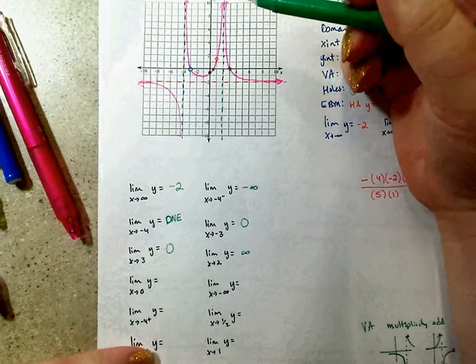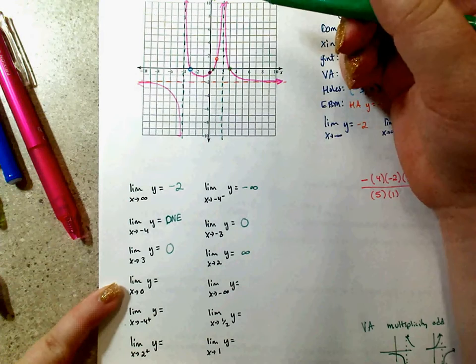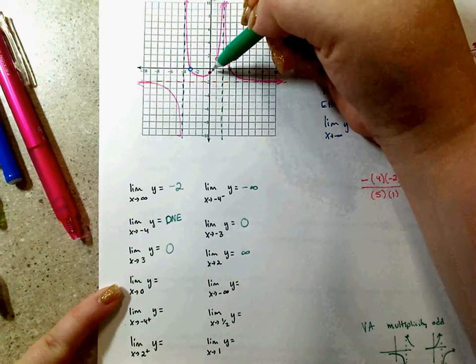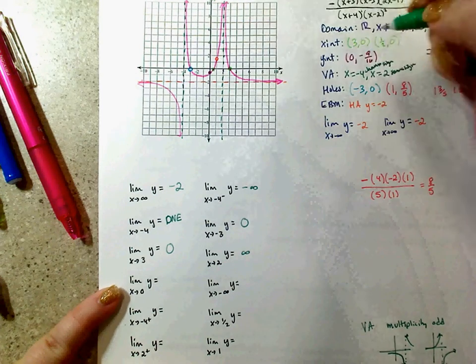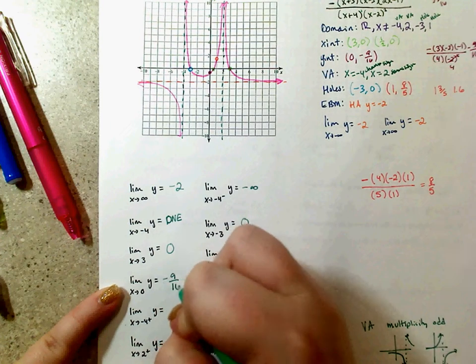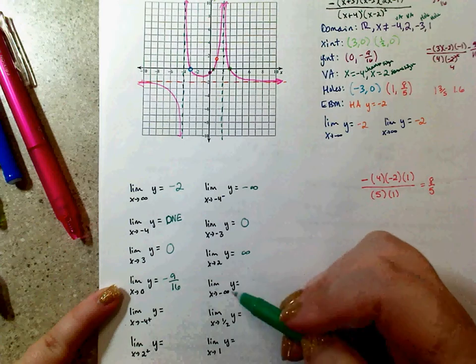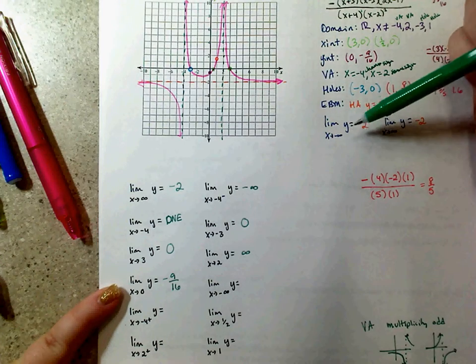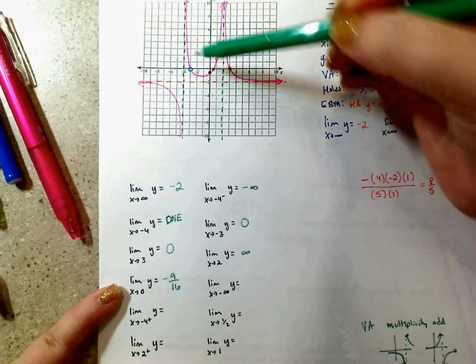Okay, 0. So if we approach 0, well, 0 is my y-intercept, so I go to the y-intercept, and we are approaching negative 9/16. Negative infinity. We already answered that. The limit as you approach negative infinity is negative 2. As x goes to the left, the function is going to negative 2, the y value.